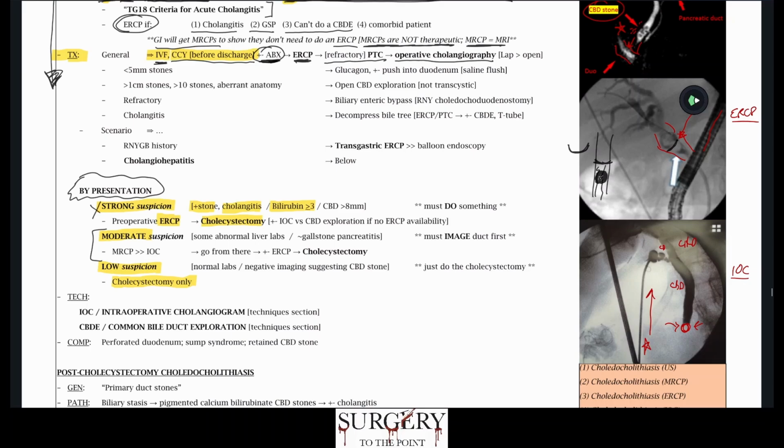It's not a strong suspicion, it's not a low suspicion, but maybe it's more gray rather than black and white. Well, in that situation, you need to plan on imaging to help give yourself a better idea as to what's going on. How would you do this? An MRCP. So strong suspicion, do something, ERCP if possible. A low suspicion, well, ultimately just get that gallbladder out. But for all of these, you should be planning on a cholecystectomy before discharge.